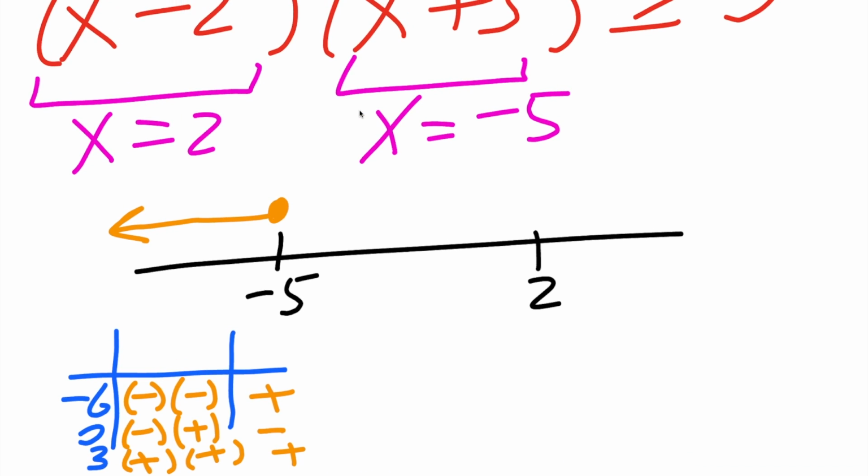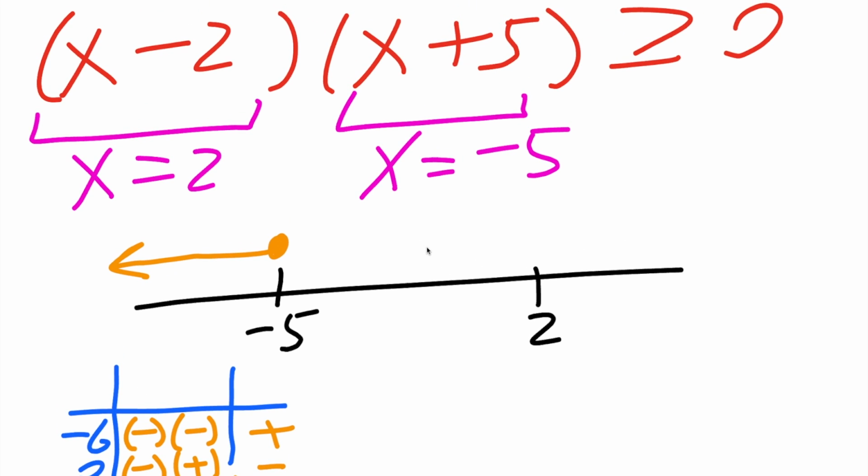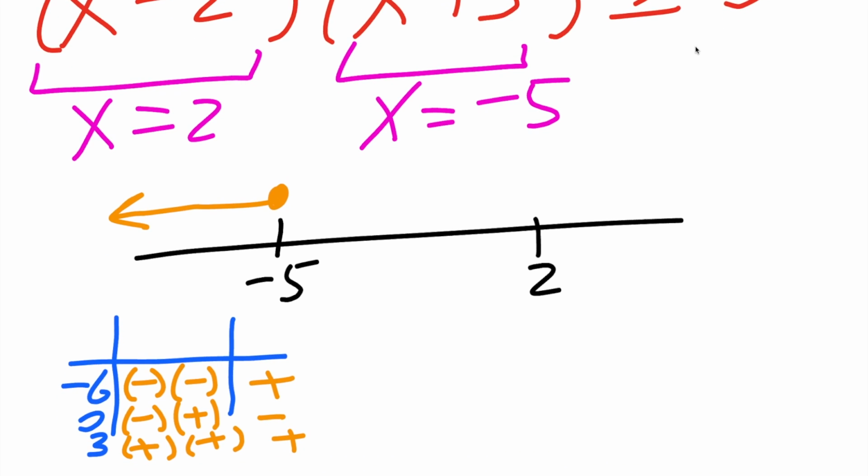And now we try 2. So 2 again would work because 2 minus 2 is 0. 0 times any number is 0. And 0 is greater than or equal to 0. So we're going to put a solid circle. And we tried 3, and when we had 3, we got a positive number also. So we're going to draw an arrow going this way. So this is our answer in graph form, but we can also write it in interval notation.